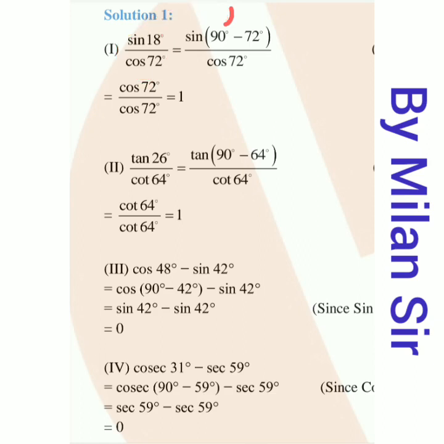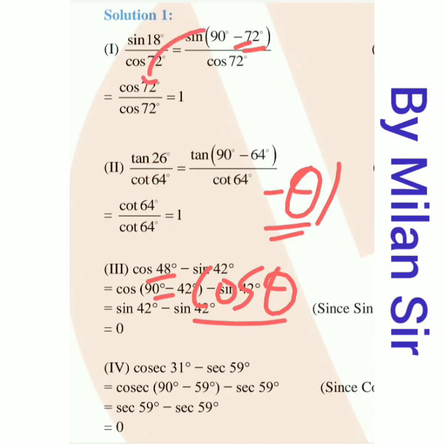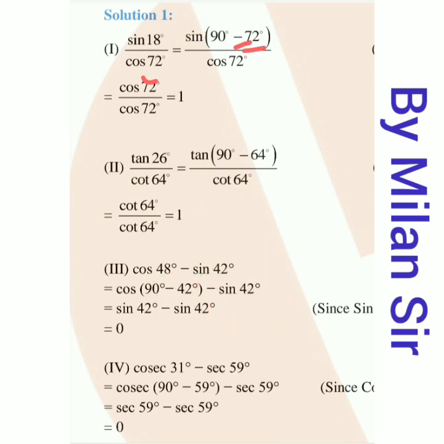Okay, so here I can write sine 90 minus 72, because 90 minus 72 is 18. Now what is the formula? Sine 90 minus theta is equal to cos theta. Here 72 is there, so I can write cos 72. So in the numerator cos 72 and the denominator as it is, also cos 72. At last cos 72 cancels, so the final answer is 1.